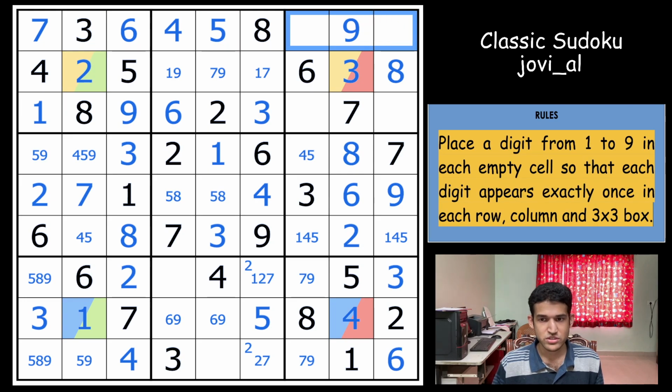I need 1 and 2. So this becomes 1 and 2. And because of this 2 here, we place a 2 here and a 1 here. And this becomes a 4, 5 pair now. It's good. And 1 eliminates the 1 from here. So this is 4 or 5. And we have a 4, 5 pair here. So that gives me a 1 here.